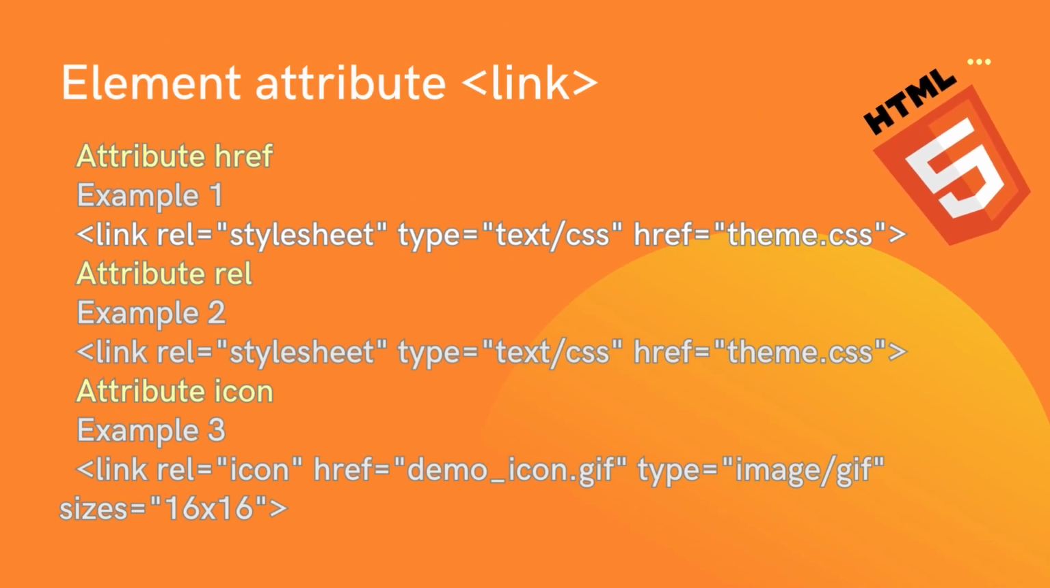The attributes described on this slide as well as global attributes are available for the element. Attributes of the link element. The href attribute, the main attribute of the element, has as its value the path to the style file. The rel attribute defines the relationship between the current document and the referenced document. The icon attribute specifies the path to the icon that will be used for the current document.